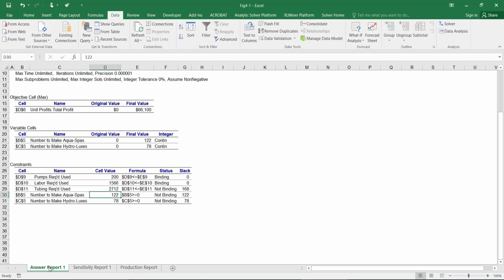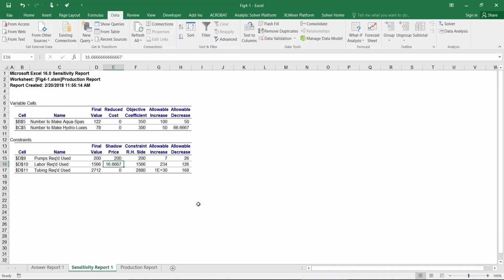So let's move to the sensitivity report. In the sensitivity report, you can see two sections. The first section is about the variable cells, and the second section is about the constraints. In the variable cells, you can see the decision variables and their final value, which are the optimal value of the problem when we solve it using the solver, and the current value of the objective coefficient in the objective function of the linear program model.